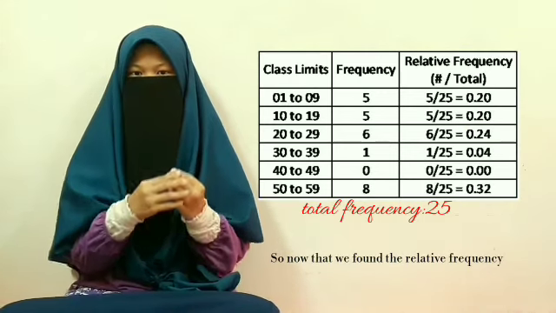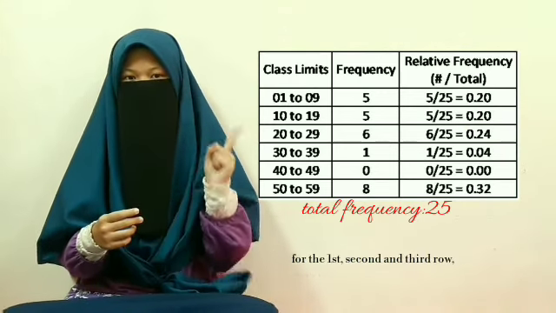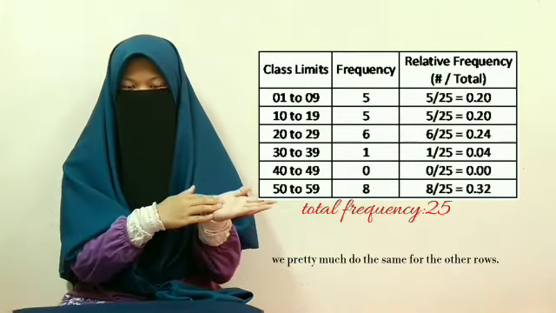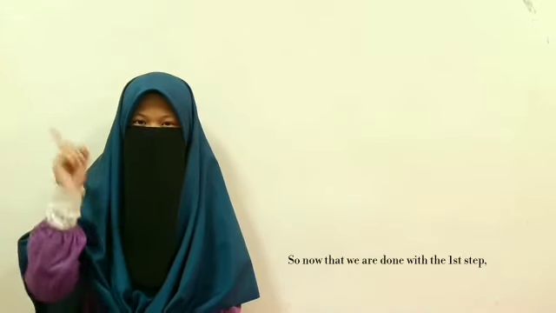Now that we have found the relative frequency for the first, second and third row, we do the same for the other rows. So now that we are done with the first step, we will move on to the second step.